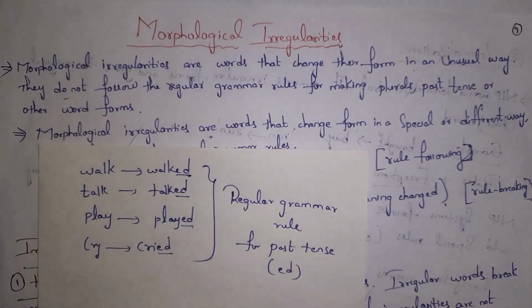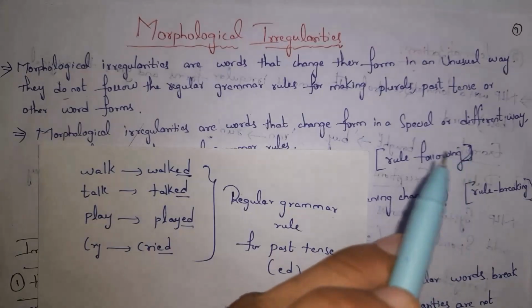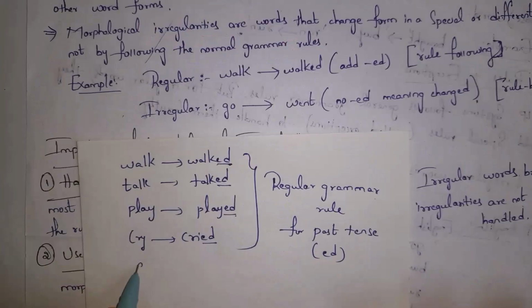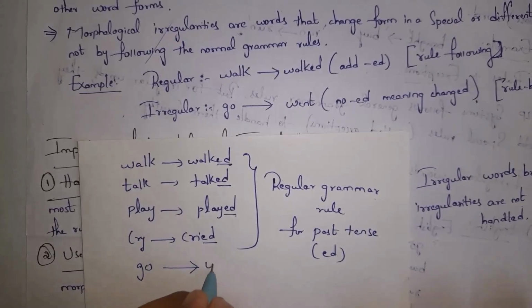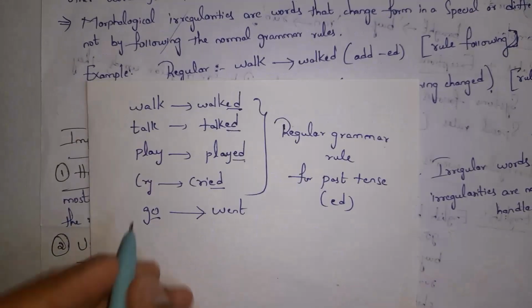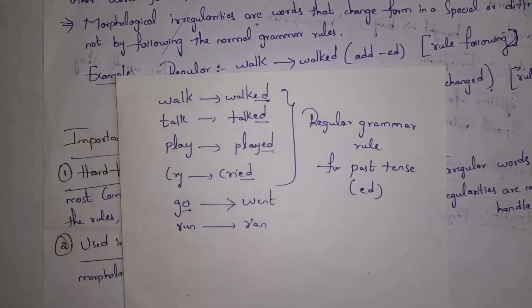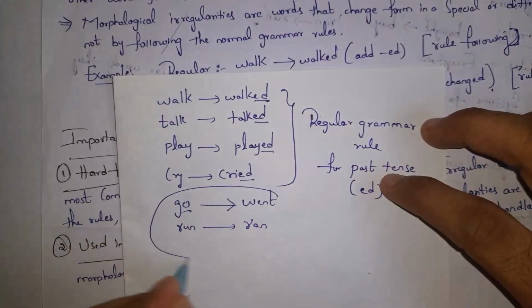So if you want to convert any word to past tense, then at last we need to add ed, which is the regular form. But morphological irregularities will not follow regular grammar rules. They will change the word form in a different and special way. For example, there is the word go. If you want to convert go to past tense, then we need to write went. If you consider run, the past tense is ran. Here we are not adding ed at last. Instead, we are changing the word in a different way. So these two are examples of morphological irregularities.